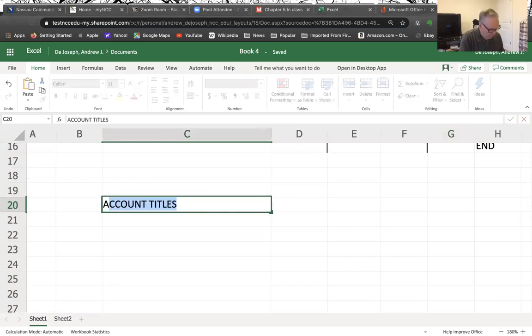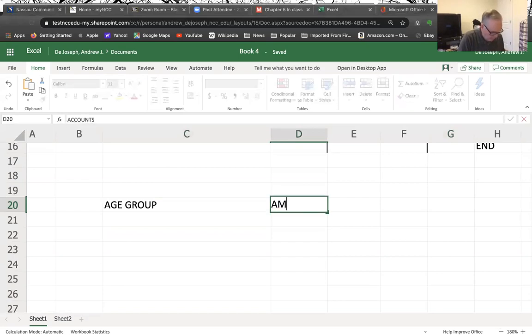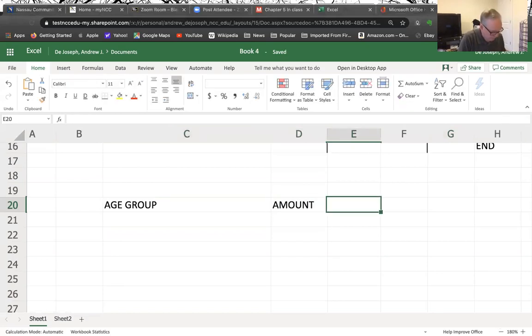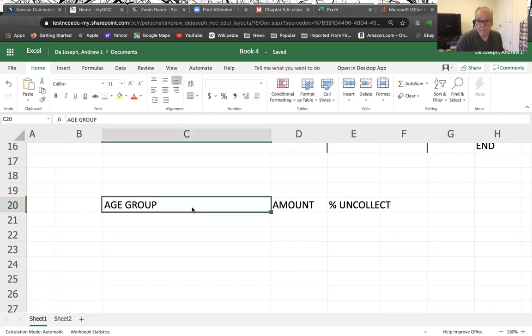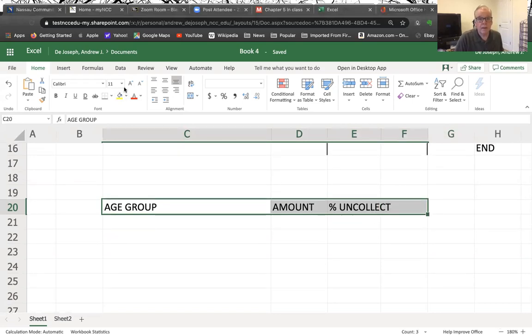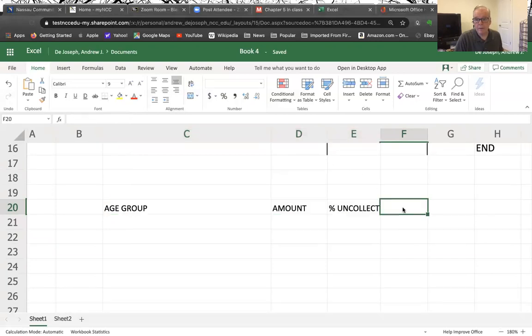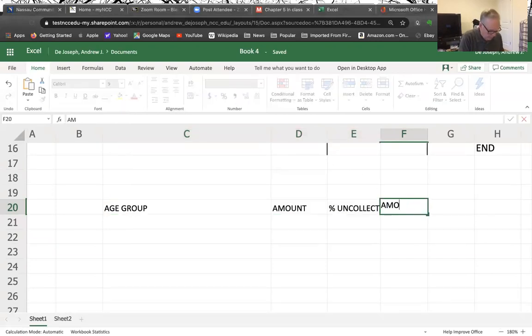We've got age group. We've got amount. We've got percent uncollectible. All right, and we've got amount uncollectible.